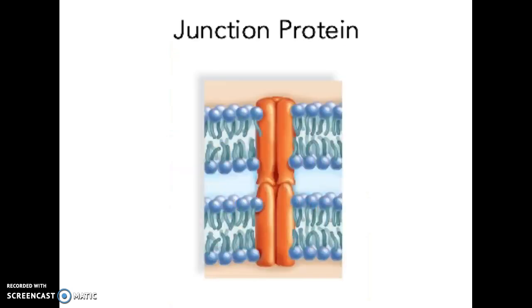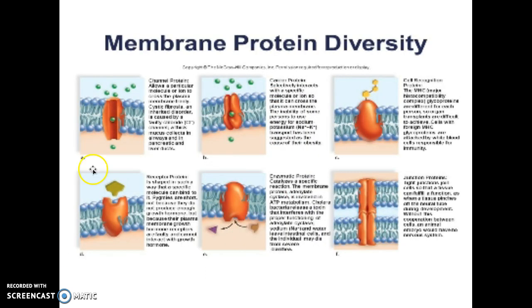Last but not least, the junction protein. Proteins are involved in forming various types of junctions between animal cells. Signaling molecules that pass through gap junctions allow the cilia of cells that line your respiratory tract to beat in unison. This is basically the summary of all the different proteins in the plasma membrane.